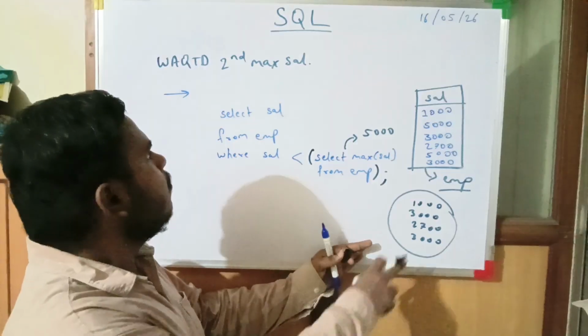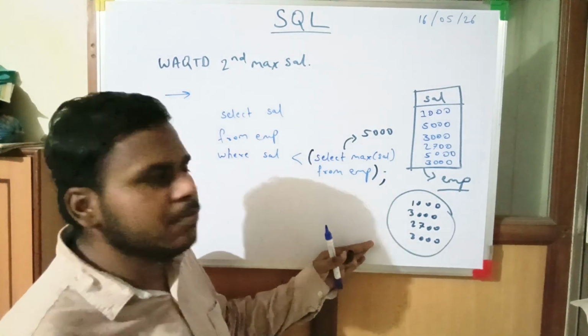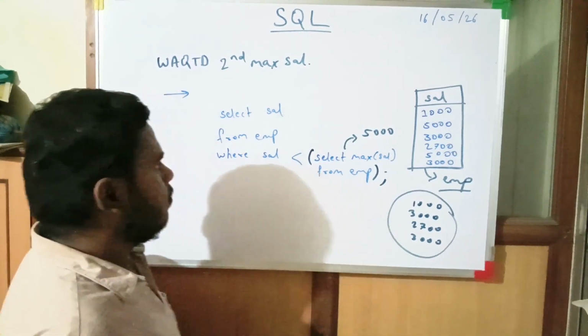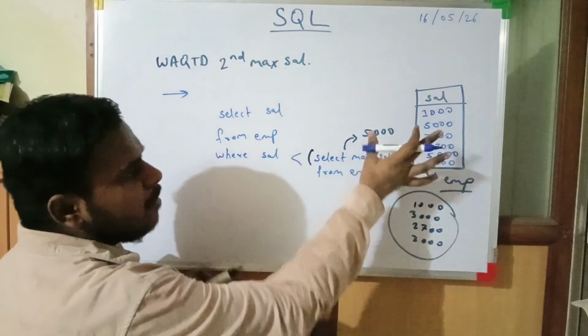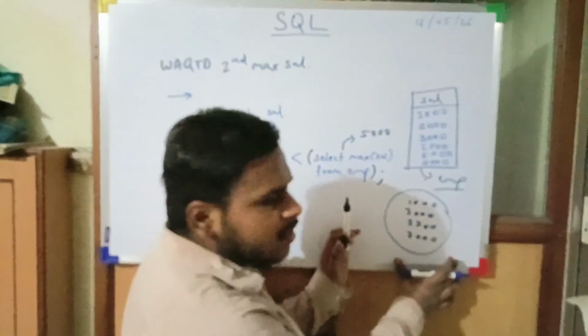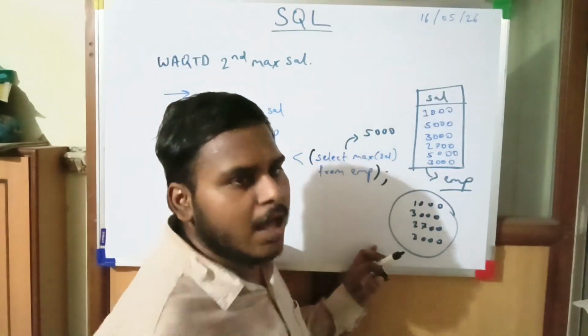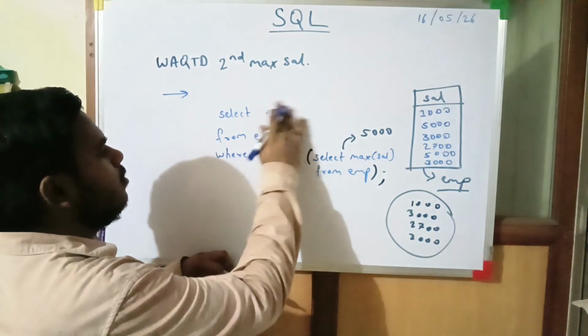Now from this, what do I want? I want the maximum salary again. Okay, I want the second maximum. The first maximum I removed, so the left records are these. From these left records, I want the maximum salary again. So what will I write here?